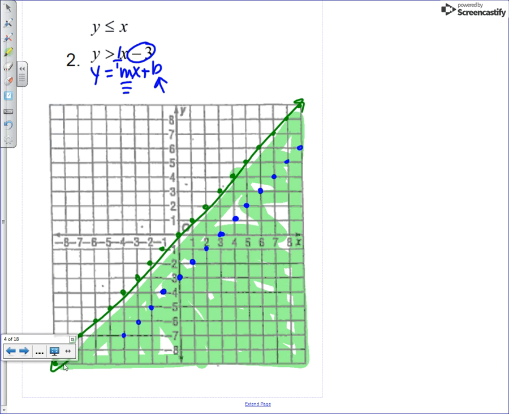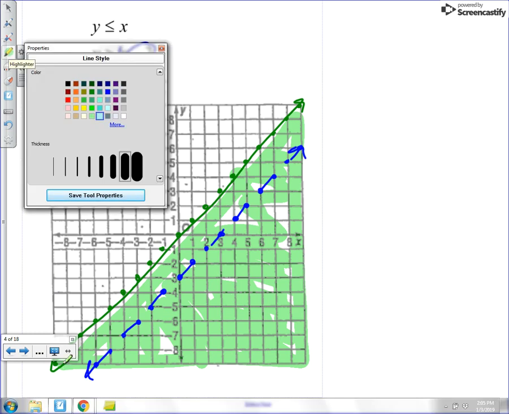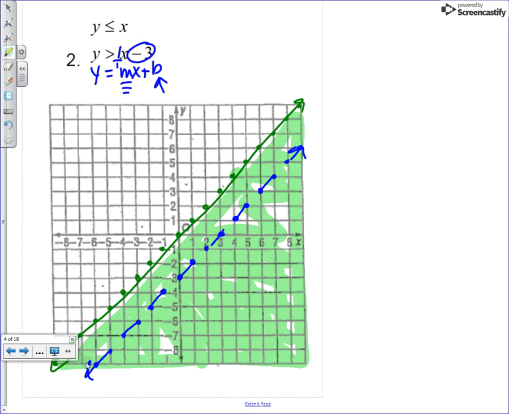Folks, is this thing going to be solid or dashed? Dashed. And am I going to shade above or below? Above. Derek, are we okay with shading above and below, what the difference is, or no?